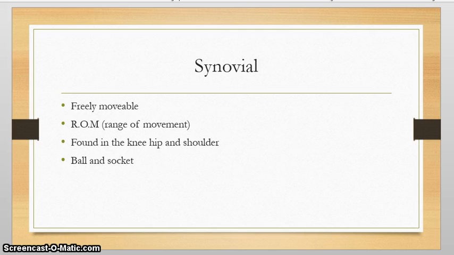Next one is synovial. The synovial joint is a joint filled with synovial fluid. This joint tends to be fully movable and is the main type of joint found around the body. They allow a huge range of movements, which are defined by the arrangement of their surfaces and the supporting ligaments and muscles.